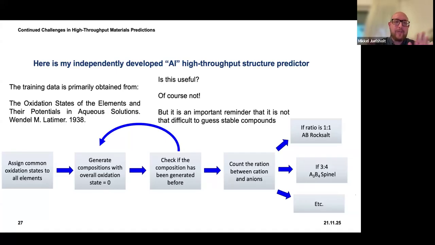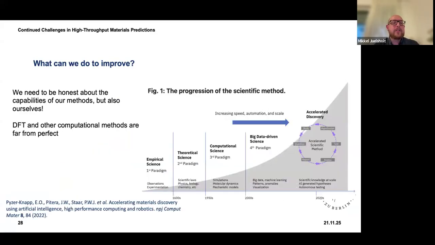So there's a little joke model, but I hope that it gives some perspective on how we actually benchmark how good these models are. So then the question, of course, is what can we do to improve? And the thing is, we have to be honest about our capabilities, but also about ourselves, of course.